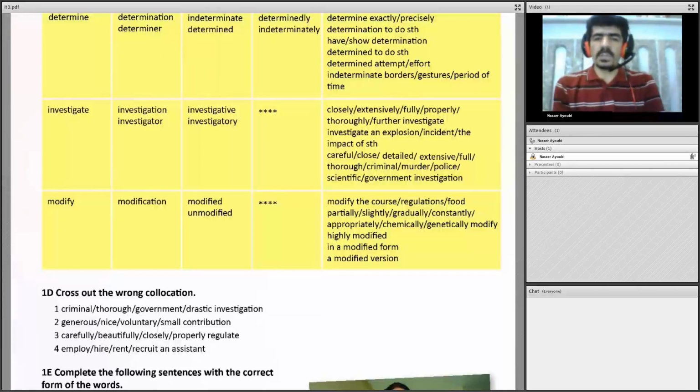And you know, mostly they use genetically modified as an adjective for food. Genetically modified food. Highly modified, in a modified form, and a modified version. Constantly means all the time. Partially means not completely, to some extent.